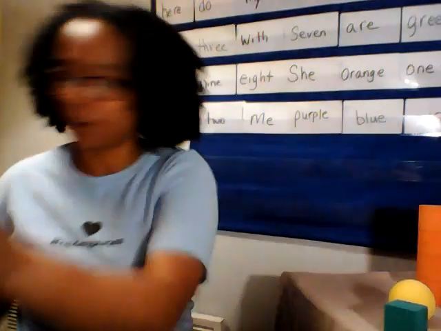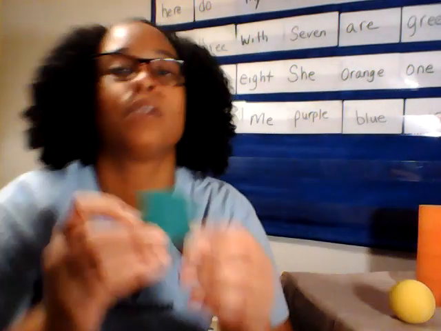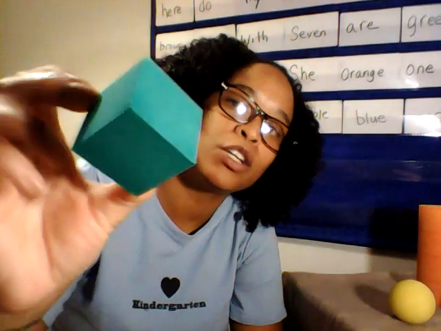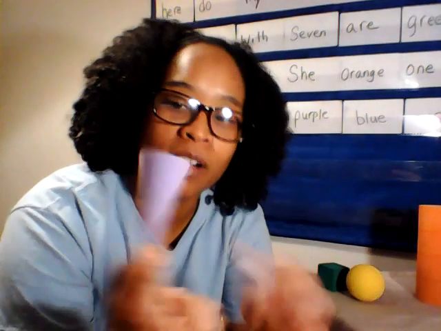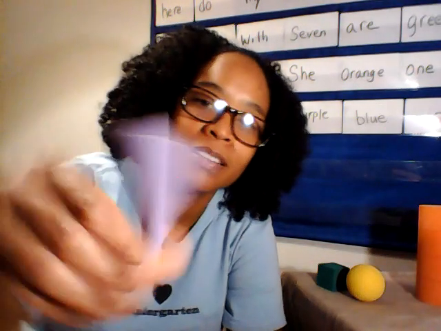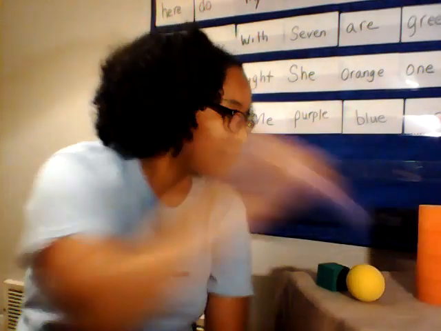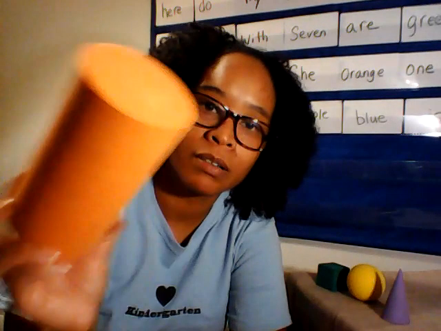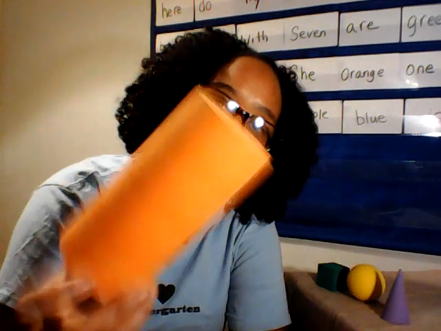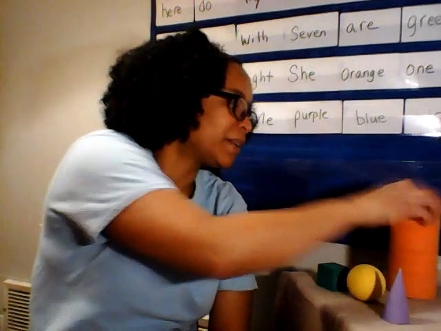Now let's see which of our three-dimensional shapes you remember. Do you remember what this is called? That's our cube. Ooh, do you remember what this one is called? Sphere. Good job. And this one right here, we all love to eat ice cream on them. This is our cone. Beautiful. And my big orange one? Cylinder.